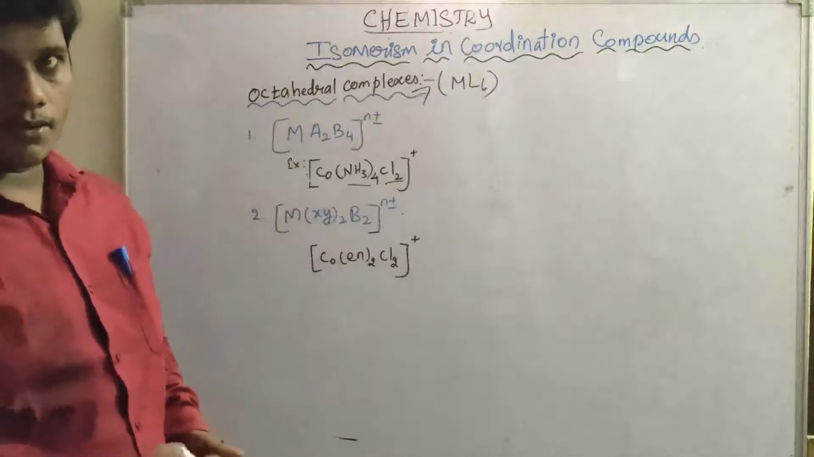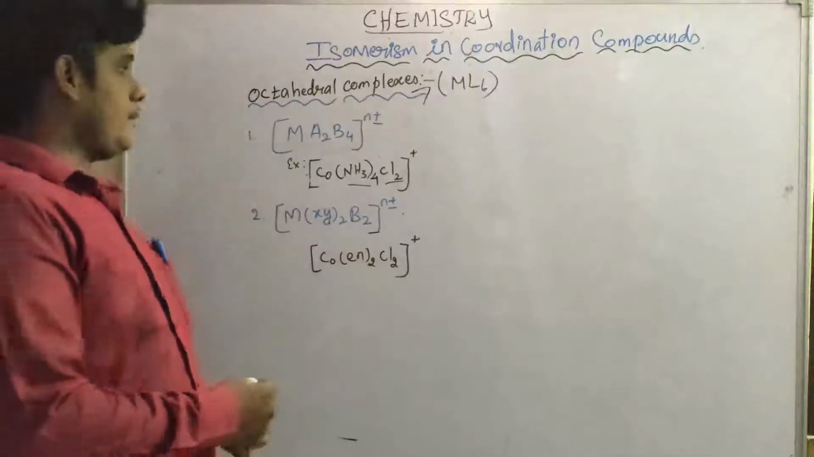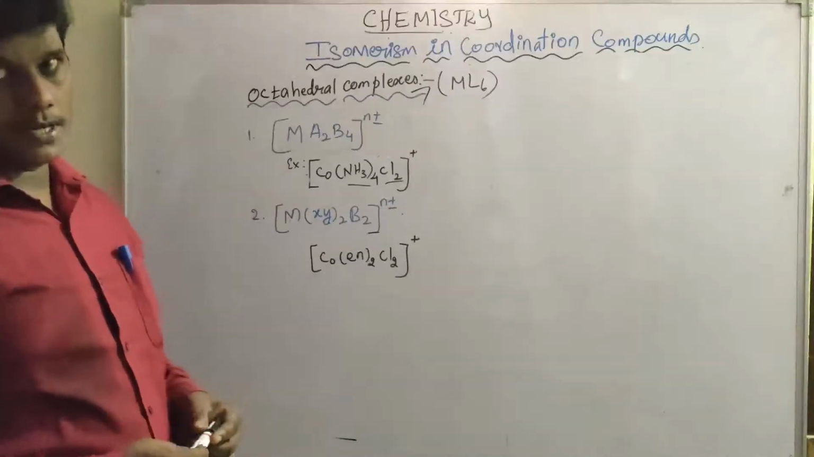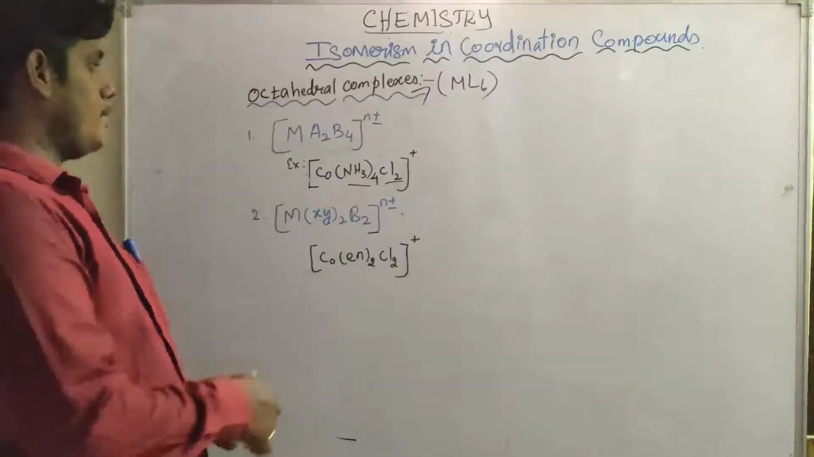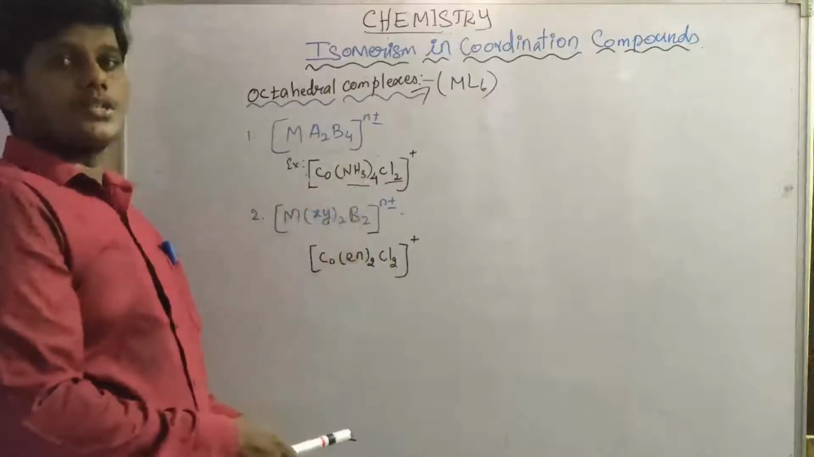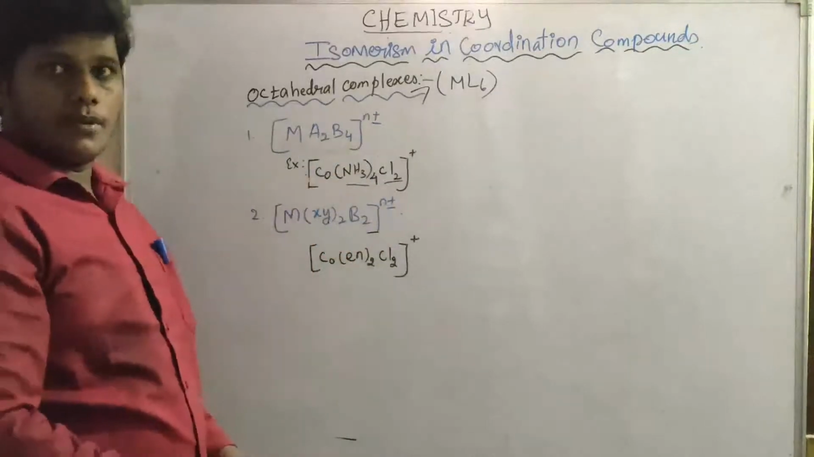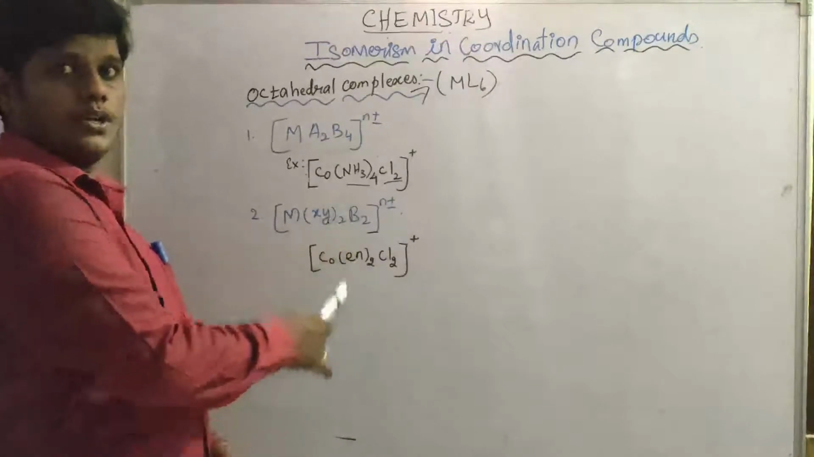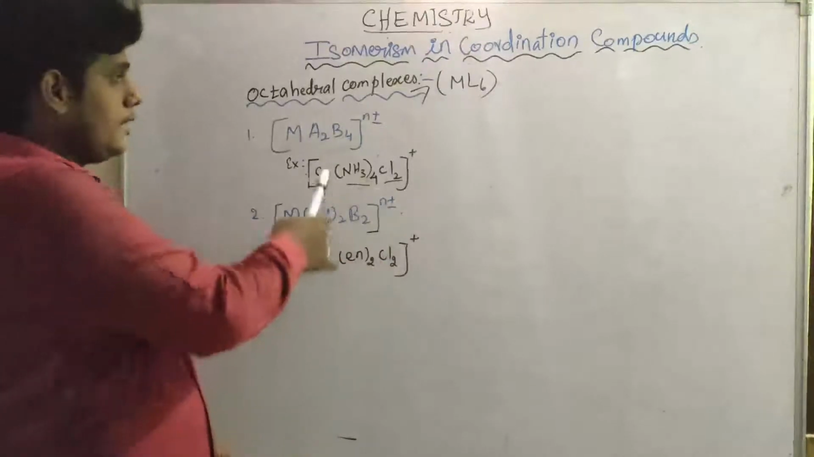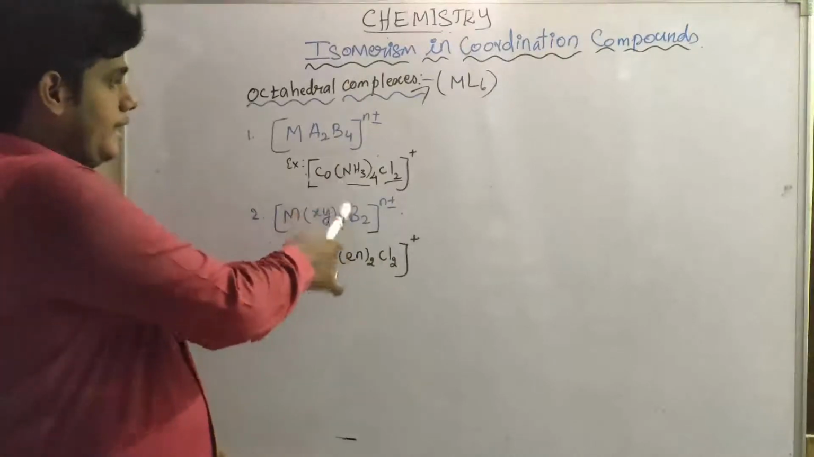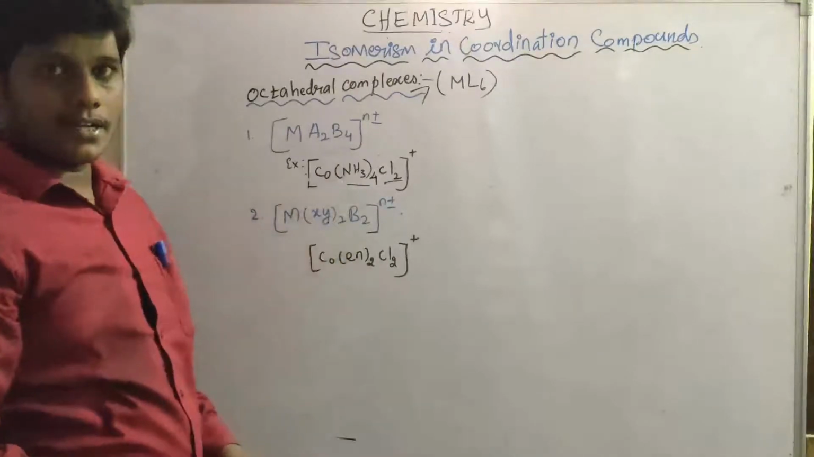Some examples are given for octahedral complex: M A2B4 square bracket, n plus or minus. For example, cobalt NH3 4 Cl2 plus. And another example is M(XY)2B2, n plus or minus. Here A and B are called monodentate ligands and XY is called a bidentate ligand.